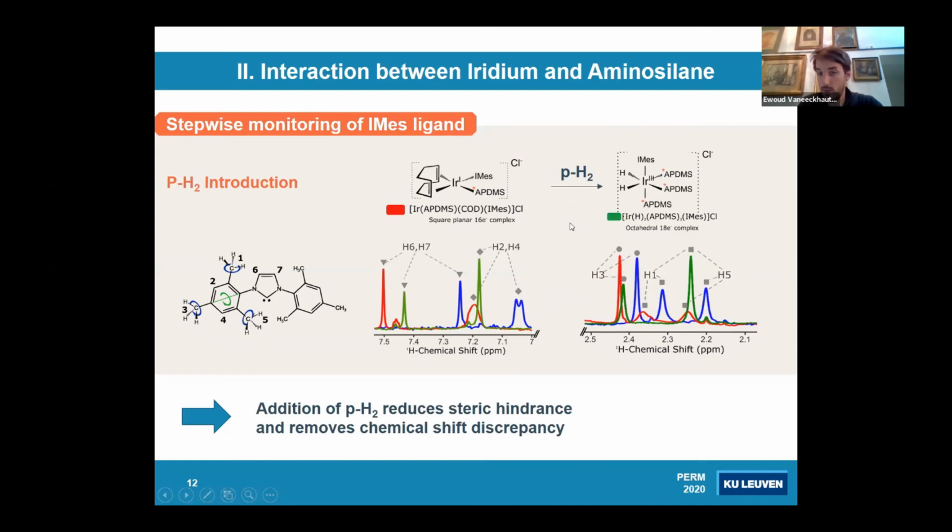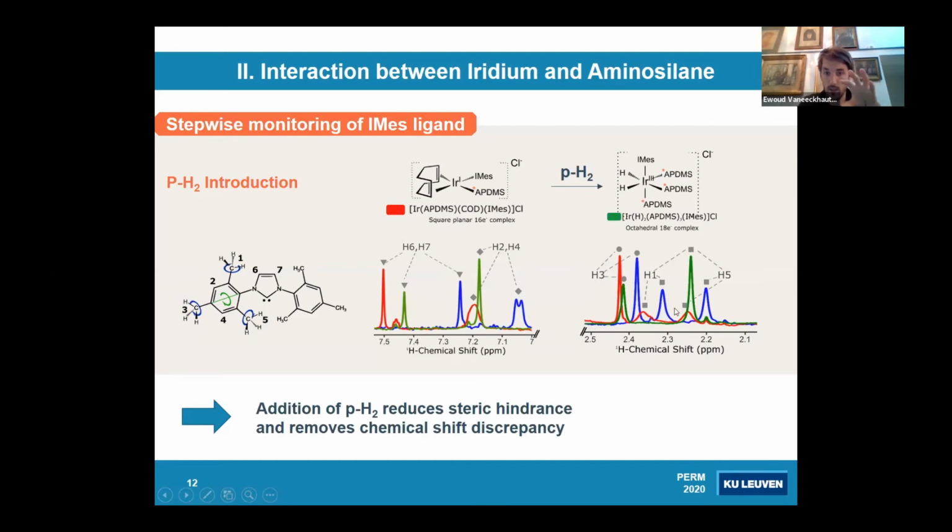Next step, administration of parahydrogen. What was noticed, similar to a normal pyridine system, so this is one possible form of how our catalyst looks like at the end. If you use parahydrogen and you bind, you make a more open system, an octahedral 18 electron complex, and you definitely see this in the APDMS molecules. The methyl groups which are sterically hindered in this kind of configuration, when you have an open system, 18 electron, can move through this axis, and you have no discrepancy anymore between H1 and H5. So this was an indirect tightening of that.